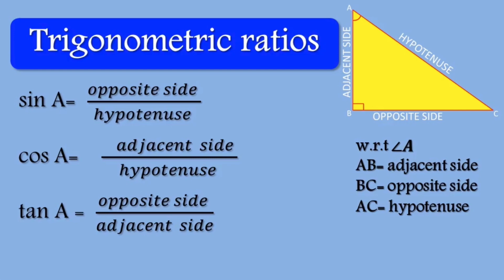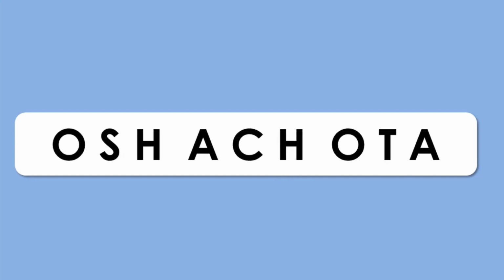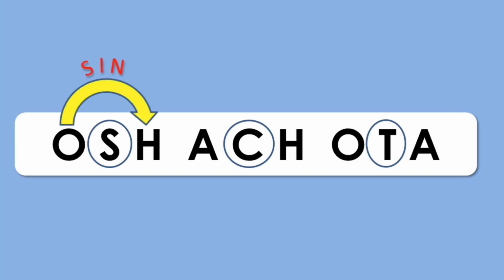So, I would like to introduce these ratios in a very simplified form. Now, let's all befriend the child named Osha Chota. Just pay attention to the way we can play with his name. Here, S represents sine, C represents cos, and T represents tan. To the left of S, we have O, and to the right, H. O means the opposite side, H means the hypotenuse. Hence, sine can be written as O upon H, that is opposite side upon hypotenuse.